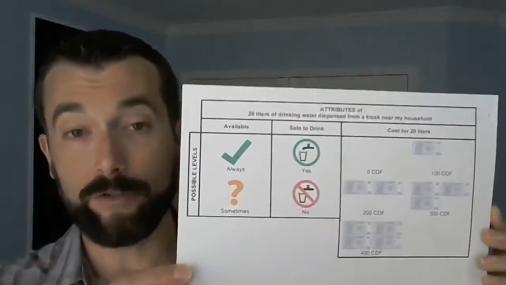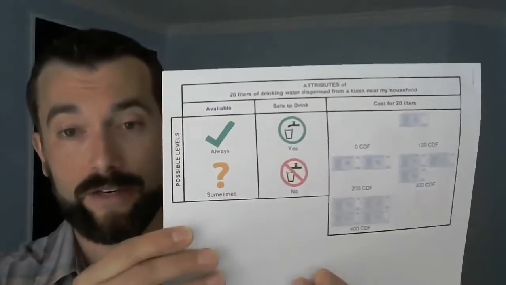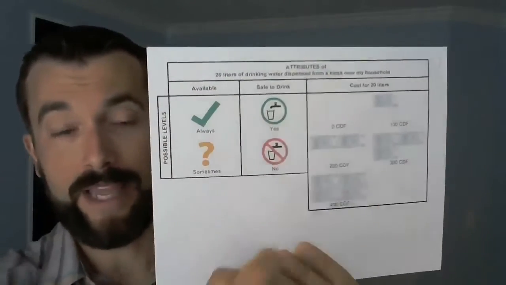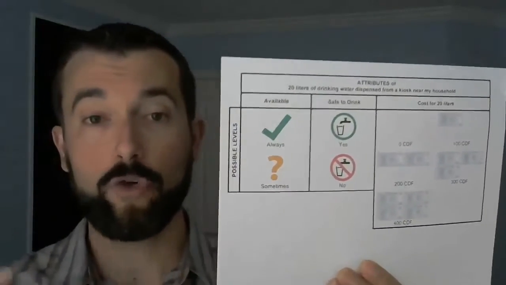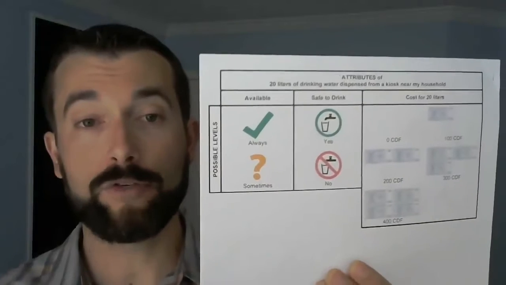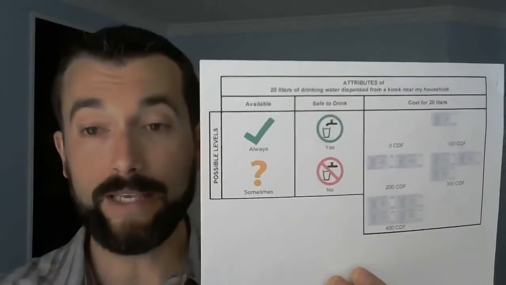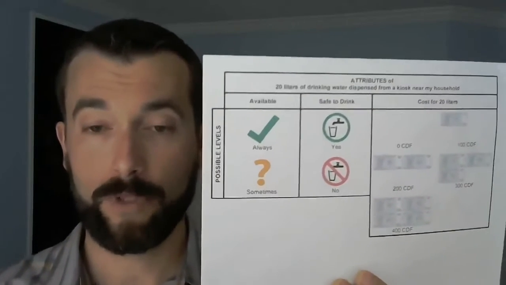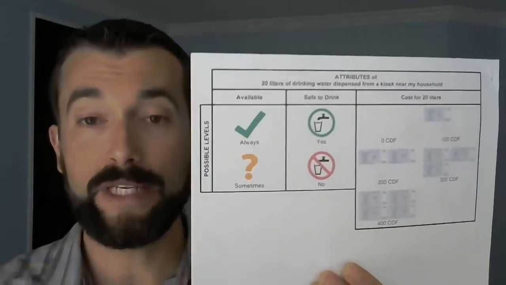For the discrete choice experiment, we're actually going to be using a lot of images to describe these different drinking water source options. Part of that is going to be shown in this table in what we're calling the field packet. You can see here that we have across the top the attributes for, in this case, 20 liters of drinking water from a kiosk nearby the household. And you can see that there are three different attributes.